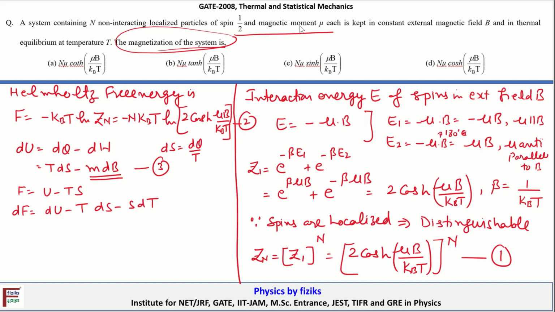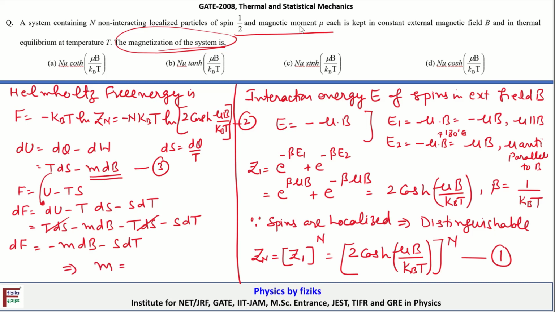Now substitute the value of dU from equation 3. Replace dU with this equation, so dF is equal to TdS minus m dB minus TdS minus S dT. TdS cancels with TdS, so we are ultimately left with dF equal to minus m dB minus S dT. From here I can define the magnetic moment, or the magnetization of the system, m, as minus dF upon dB, keeping temperature constant.